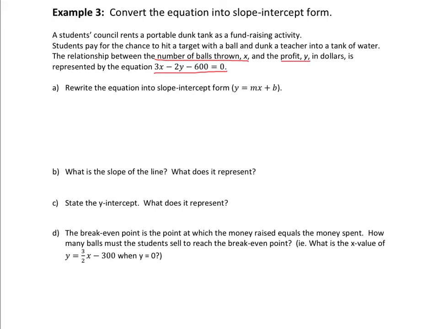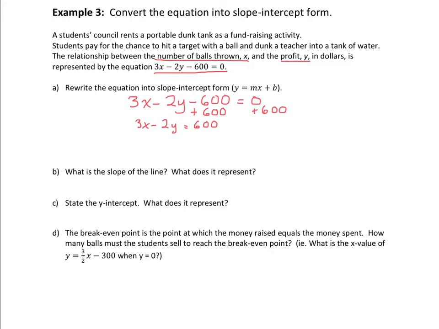When we do this, if we have to get our equation in y equals mx plus b form, we need to move everything except the y variable to one side of the equation. So to rearrange this equation, the first thing we need to do is move this negative 600 by adding 600 to both sides. That will give us 3x minus 2y is equal to 600.